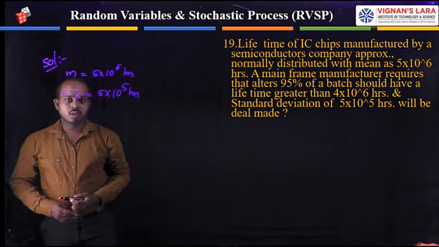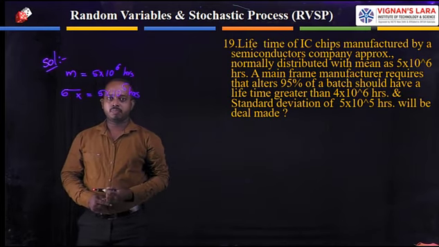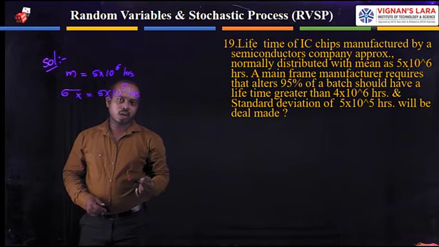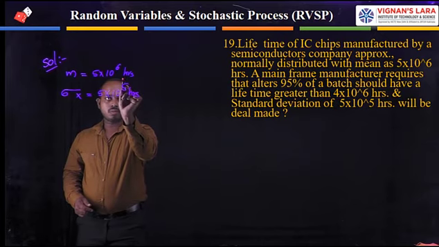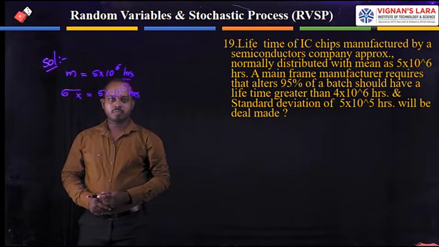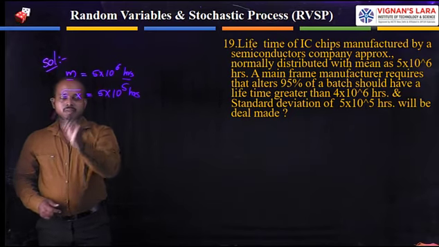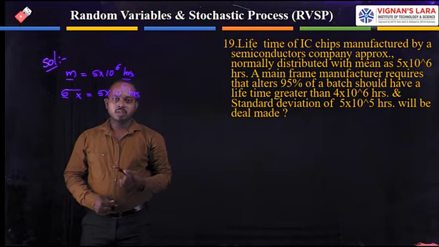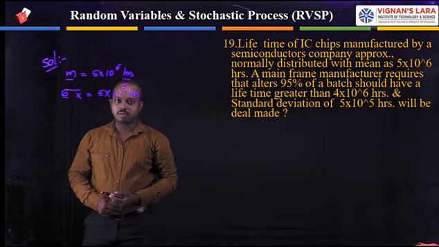Why? Because he is talking about the lifetime of semiconductor ICs. The lifetime we can measure in seconds or minutes or hours, but in this problem he is giving the lifetime of semiconductor ICs in hours. He is giving the mean value and standard deviation, and then he is asking for the probability of the value being greater than 4 into 10 power 6 hours.